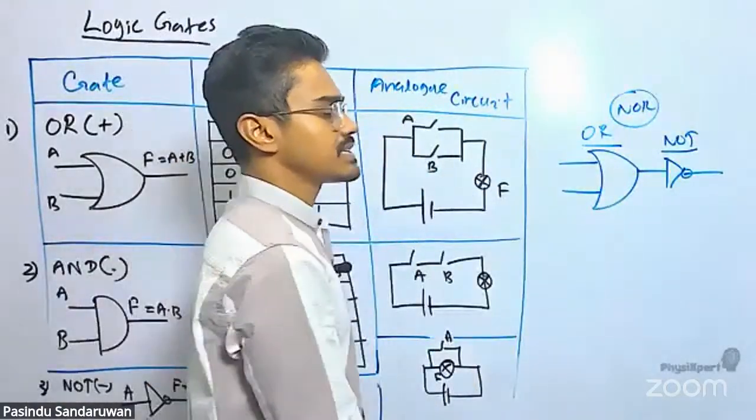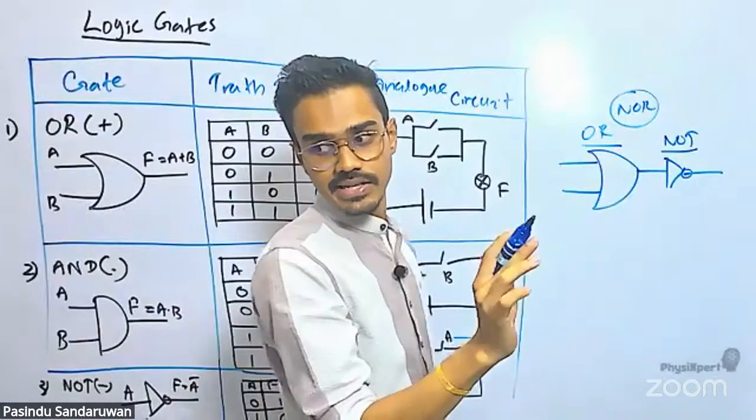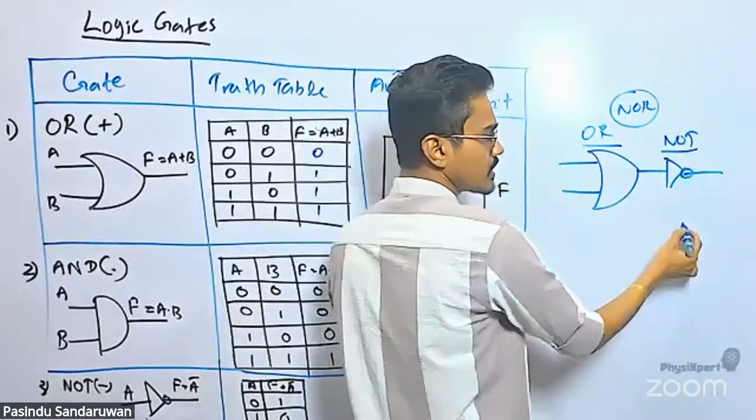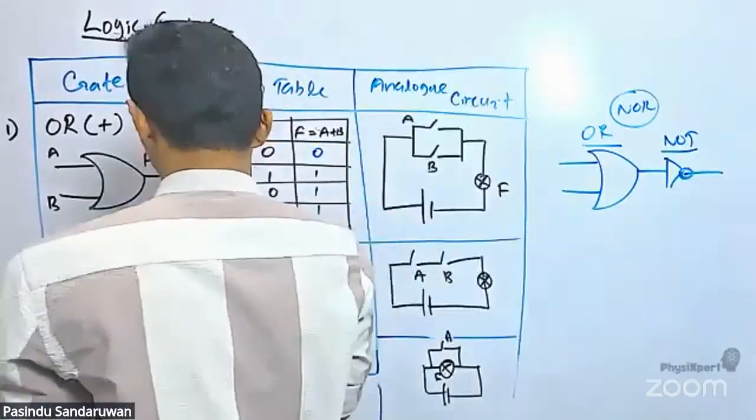And symbolized as, we don't draw the NOT gate again. The NOT gate has this dot. Only this dot is put to the symbol.